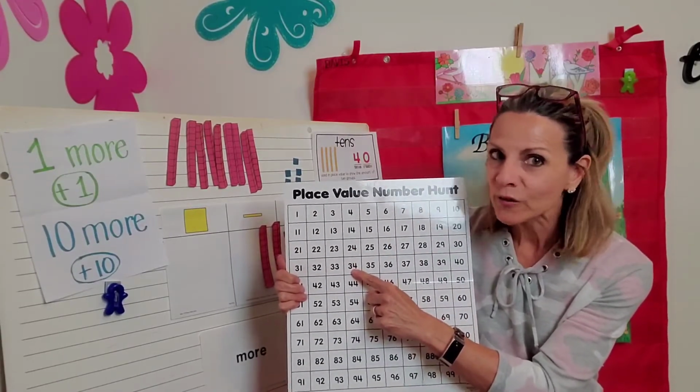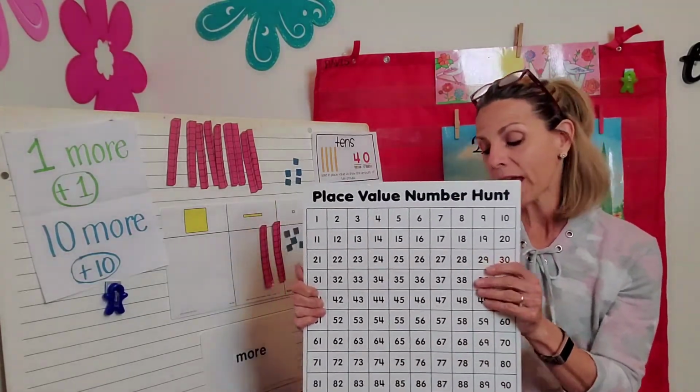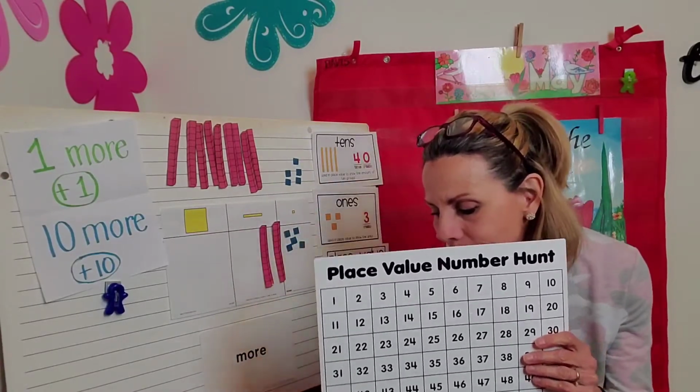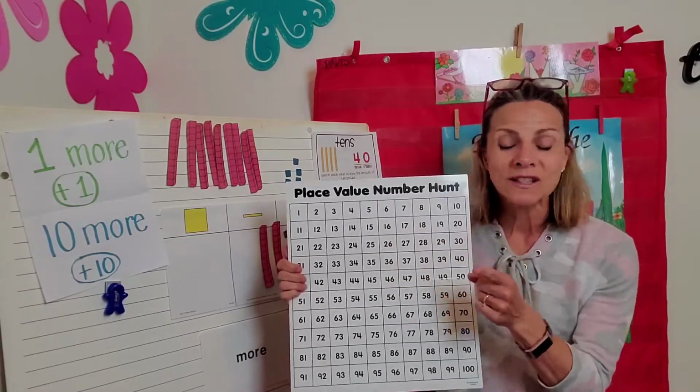3 plus 1 is 4. And 30 plus 4 is 34. Okay, let's do another one. Let's try 51. You're going to see, anywhere we go, we can just hop one space forward.